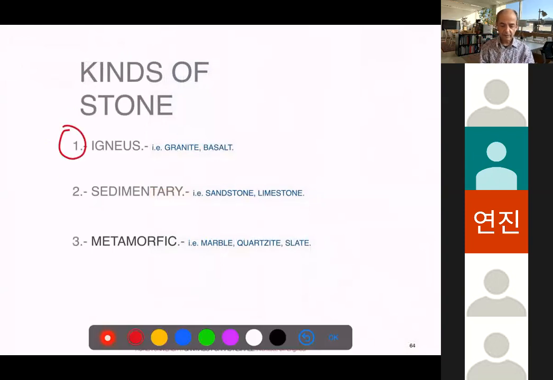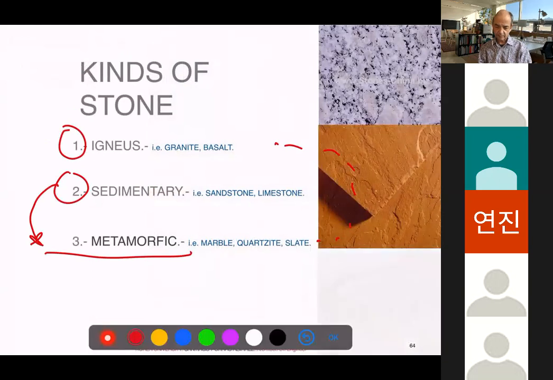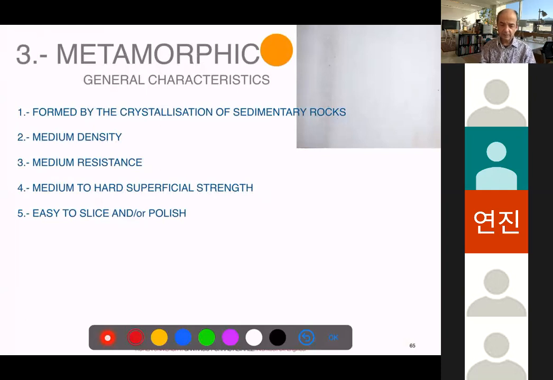So we went through igneous and sedimentary. Let's go to the metamorphic, which are just in between, right? Sedimentary transfers into metamorphic, and metamorphic are closer to the igneous, but not always. So it's like the in-between kind. Well, this is the summary of what we saw before. In general, as we said, sedimentary rocks with pressure and temperature over millennia undergo a process of crystallization. And this is what happens with some of the igneous stones, and then the characteristics are in between the sedimentary and the igneous.